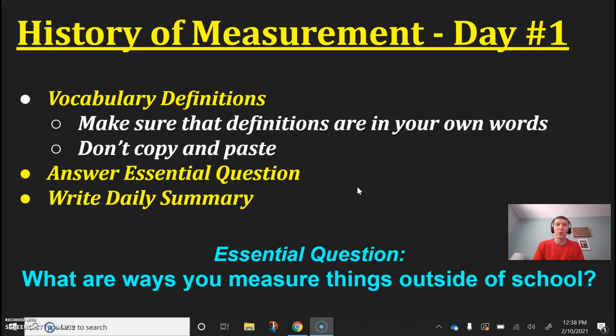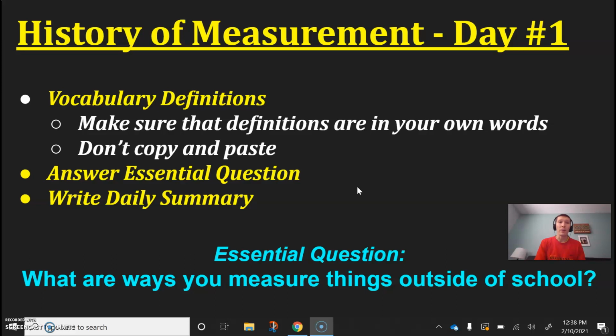Welcome, sixth graders, to the history of measurement activity that you'll be doing, and you are on day number 1. This video is to go over what you're doing for today and just do a brief overview for this entire project. So for today, you are going to be looking up vocabulary definitions to words that you're going to need to know throughout this project.